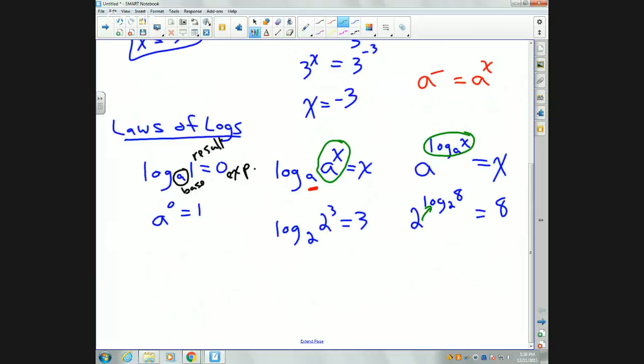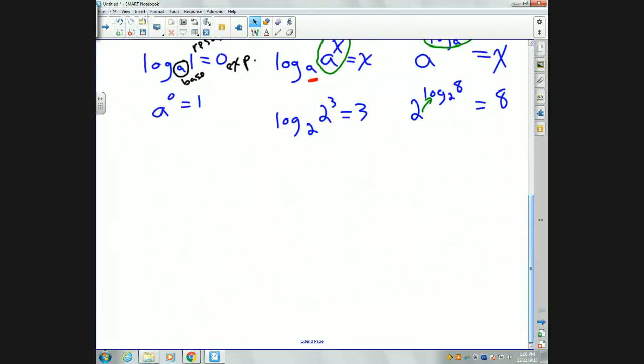Erin actually went even further and she said, hey, what is log 8 base 2? This means 2 to some exponent is equal to 8. So this has to be a 3. Well, 2 to the 3 is just going to be 8. That might be a better way to help you with that.